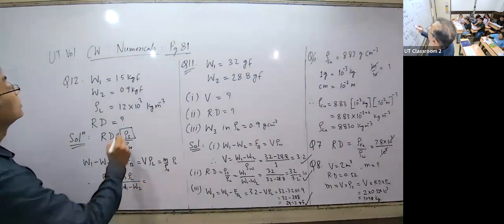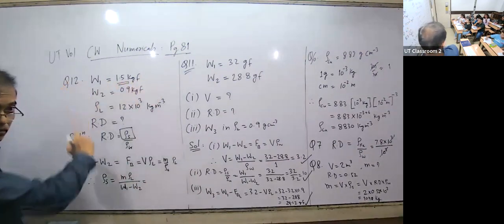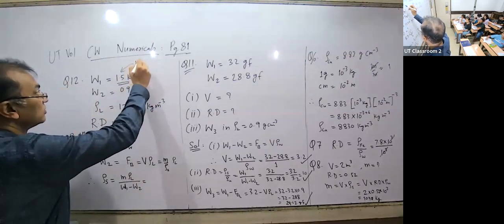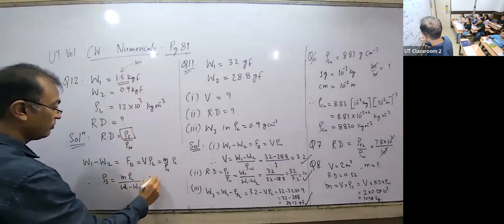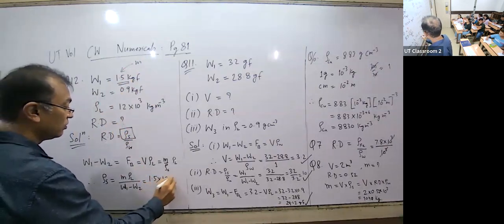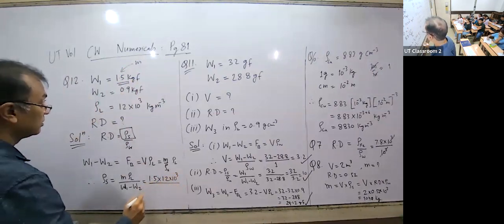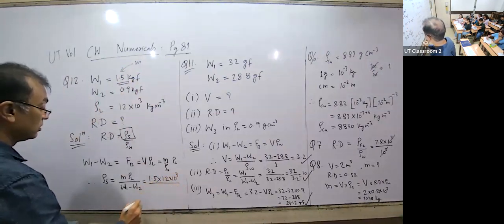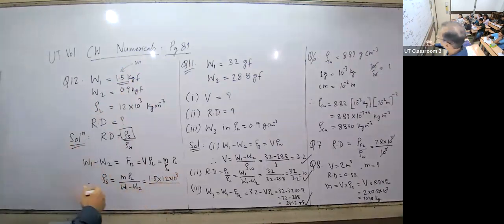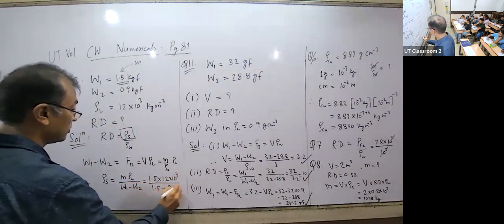How much is that? So mass is 1.5, right? What is the mass? 1.5. This is mass also. So 1.5 into density of liquid क्या था? 12 into 10 raised to 3. W1 minus W2 क्या हो गया? 0.6. 0.6.